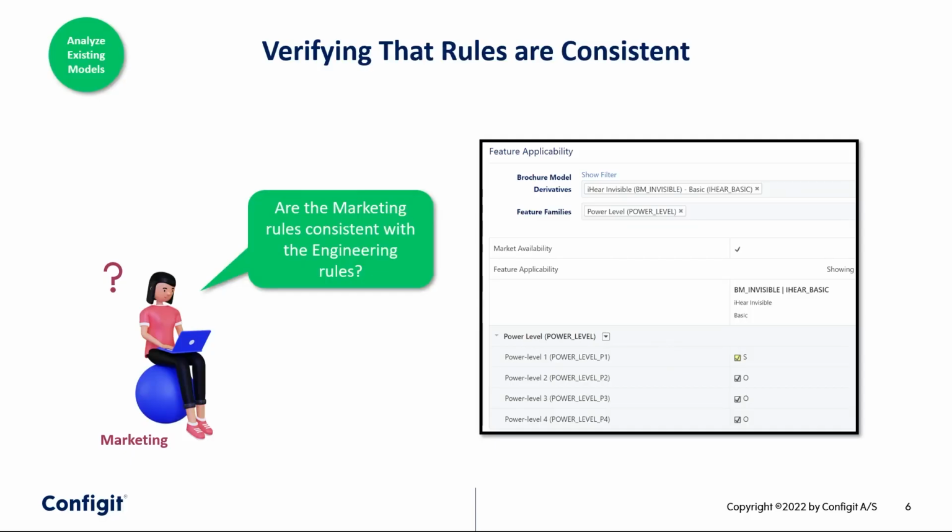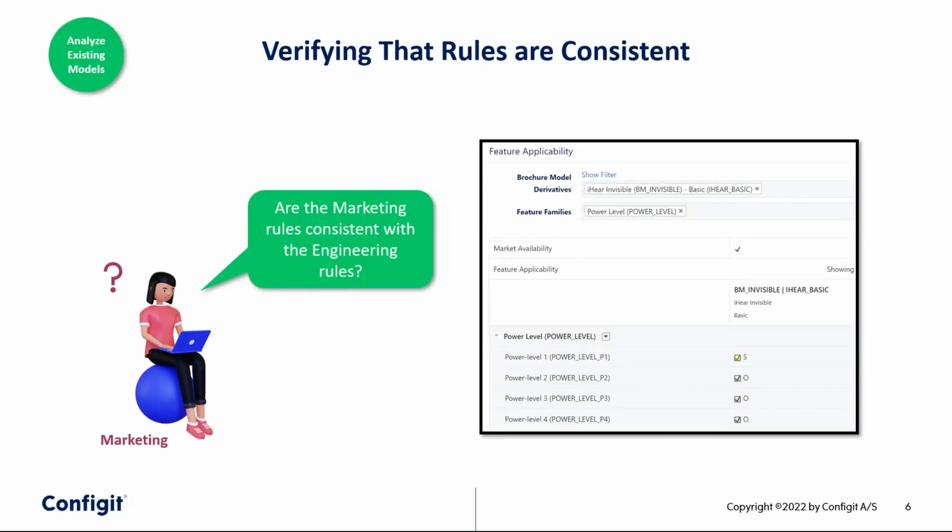So basically, here is a very simple example that Laura also went through in her presentation. I have defined a marketing rule that specifies that the product variant I here invisible, as we can see up there at the top, can be offered with 4 different power levels. Power level 1 being the standard, that little yellow check mark there with an S next to it, and then 3 other power levels that are optional. But how can I be sure that there are no other rules in the product model that will disallow this rule here, or basically disallow the fact that I have tried to express in this rule?